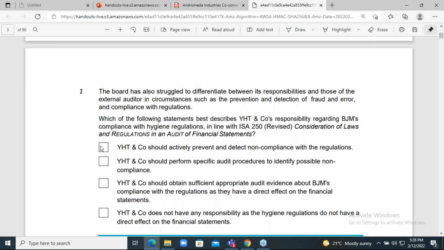Now, students are saying that A and D are confirmed wrong because in A, the auditor should actively prevent and detect non-compliance. This is wrong. This is the responsibility of management. And in D, the auditor does not have any responsibility. This is once again wrong. So A gives 100% responsibility to the auditor and D says there is no responsibility. So these two are completely wrong options. So A and D are out of the line.